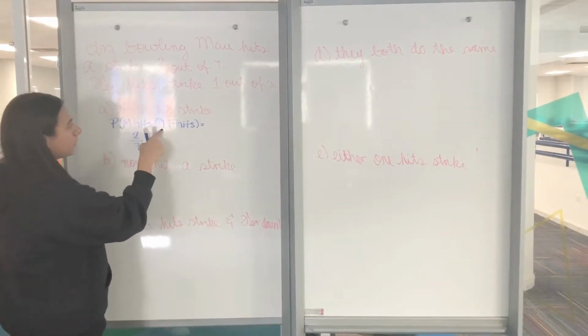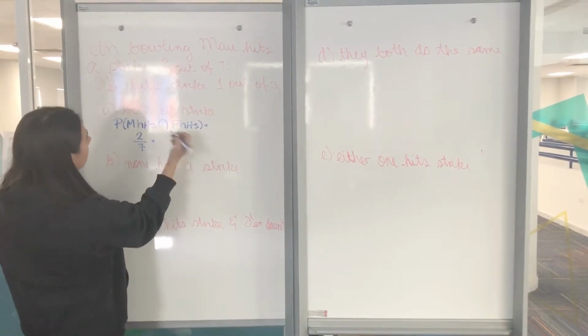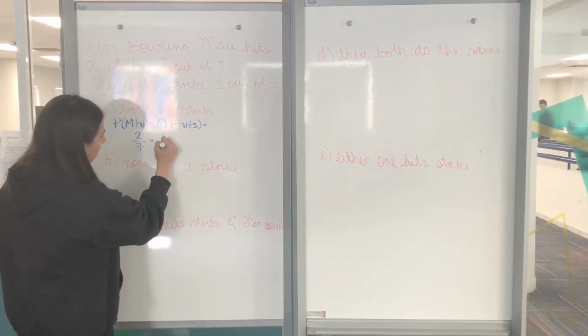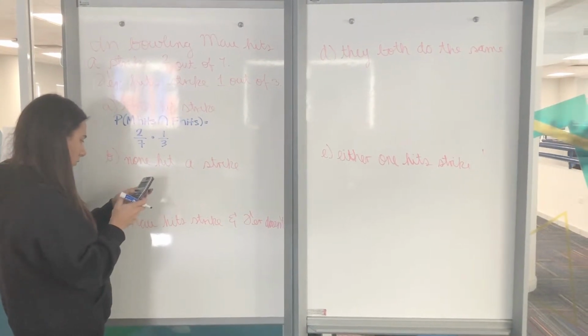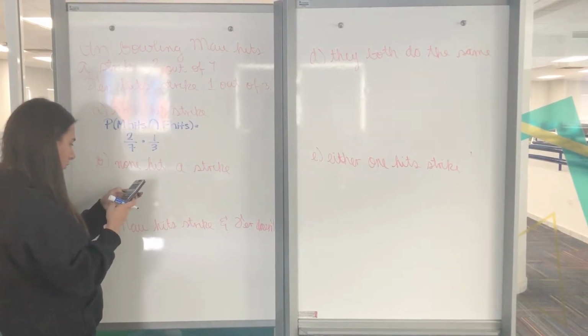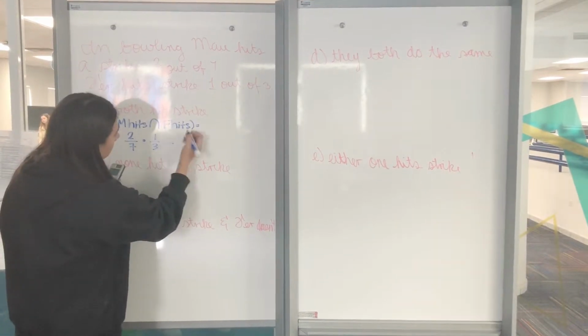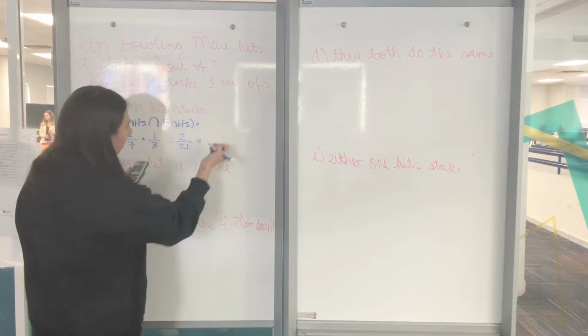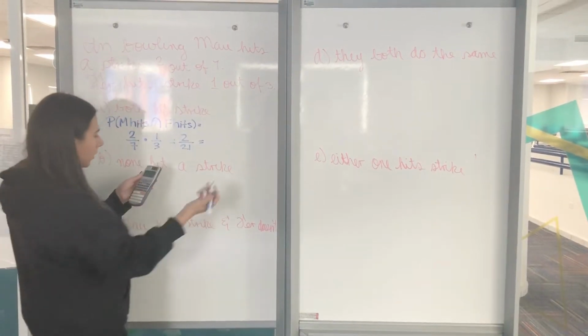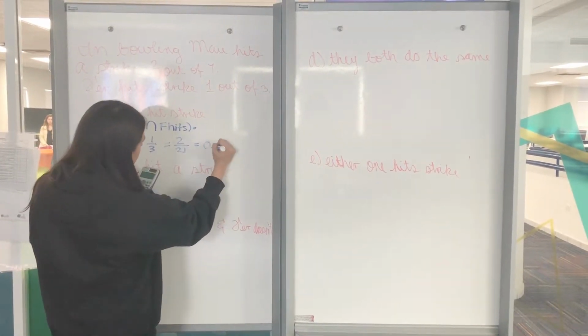and then it's 2 over 7 since Mauricio hit 2 times out of 7 and Fernanda 1 out of 3 since she only hit once, and then you multiply that and it gives you 2 out of 21, and then you can place it in decimal or in fraction. Both answers are alright.